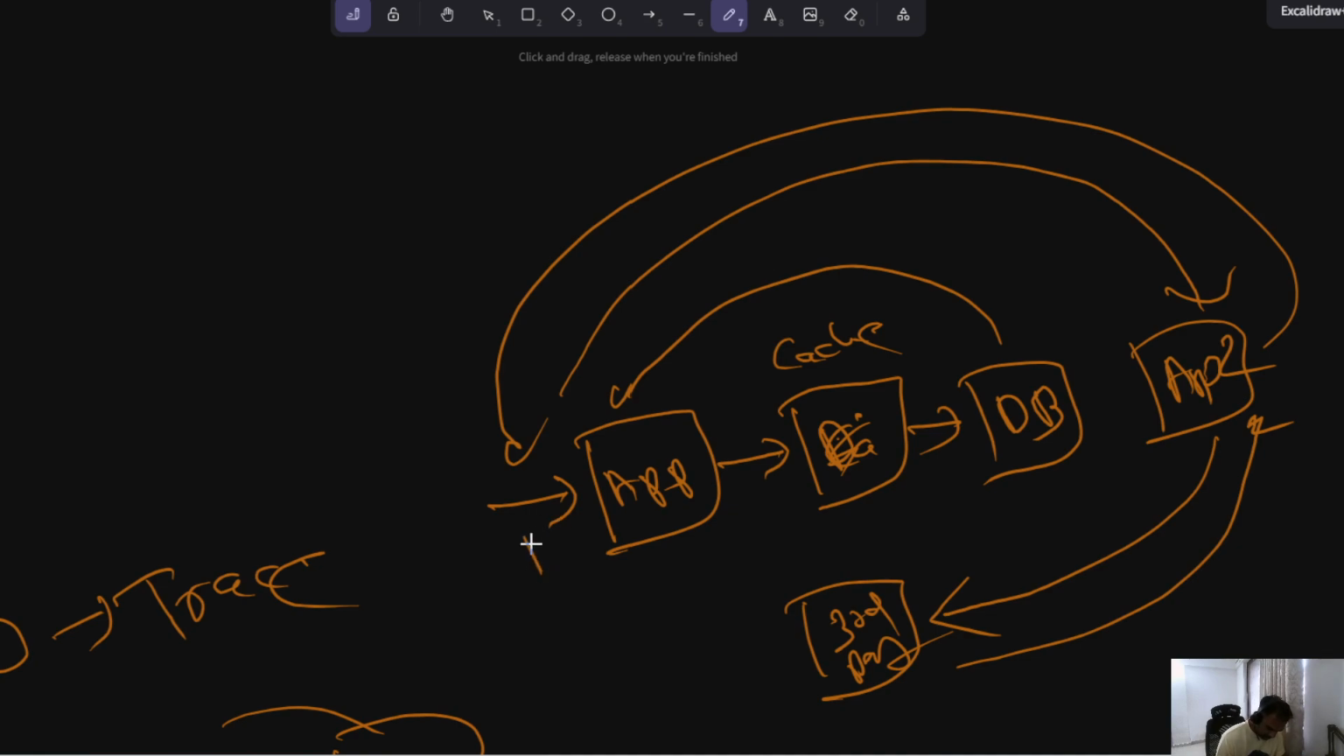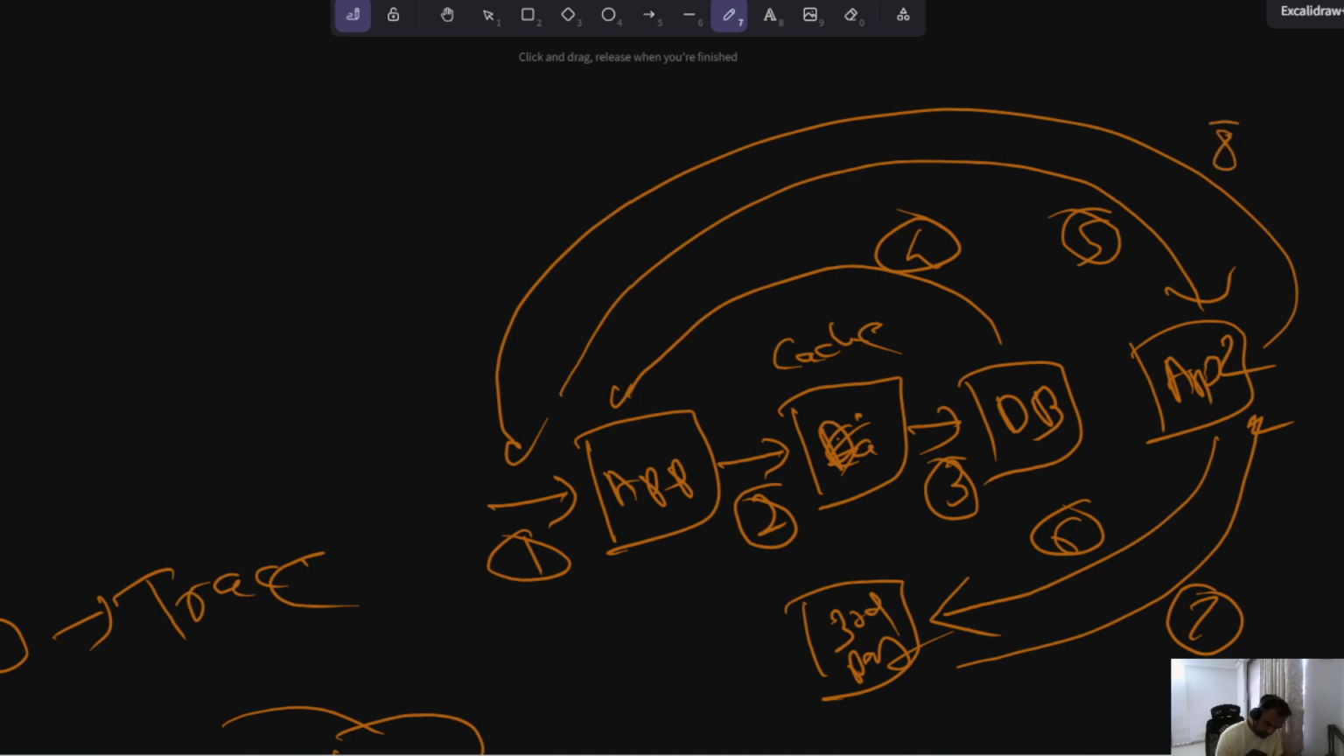So it starts here, 1, 2, 3. From here the request came back, right? So this one is 4. From here it went back to 5. From here it came back to 6, 7, and from 7 it has 8. So there are 8 flows, and this is a simple architecture. Nowadays architectures are more complex than this.